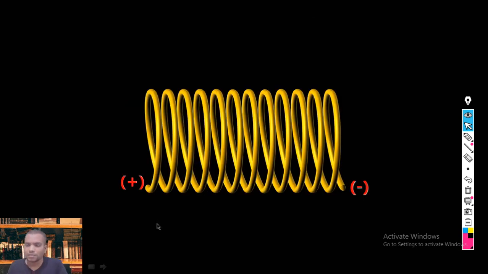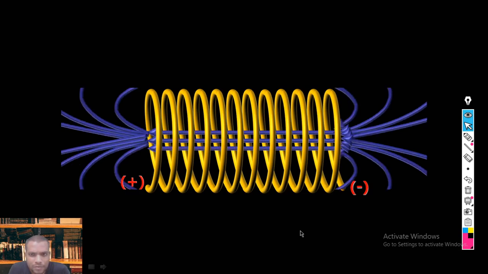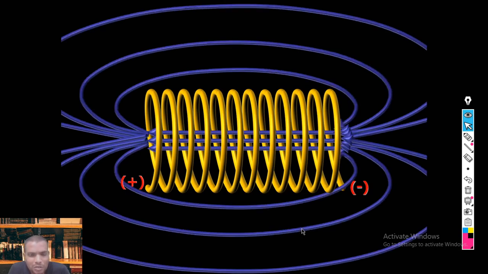To describe this solenoid, a solenoid is just an insulated copper wire that is wound closely in the form of a helix. It's an insulated copper wire wound closely, which forms a helix. Suppose we give current to this solenoid, so the current creates a magnetic field.